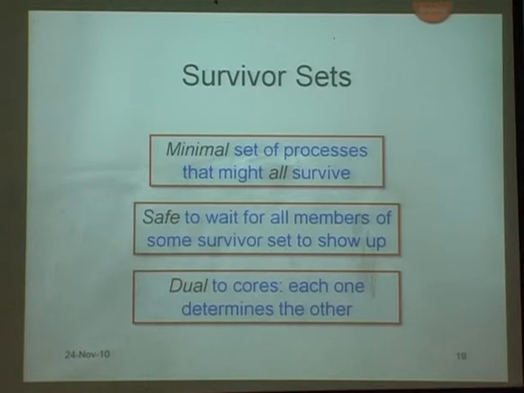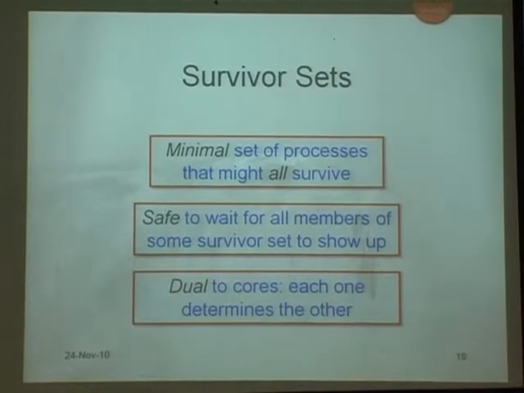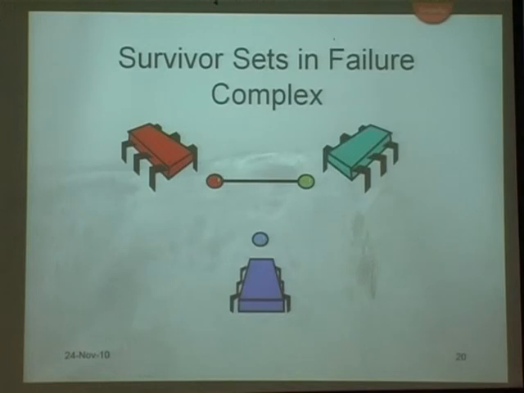We'll leave it as an exercise. If I give you the set of survivor sets, then you can compute the set of cores and vice versa. So these are completely redundant pieces of information. Sometimes it's convenient to use one, and sometimes it's convenient to use the other. So we're going to go back and forth between them all we want.